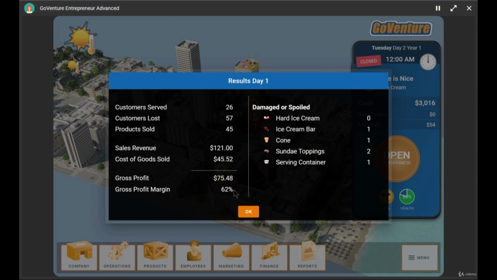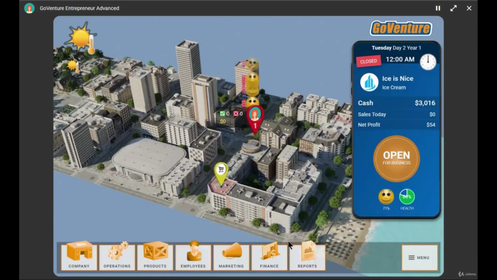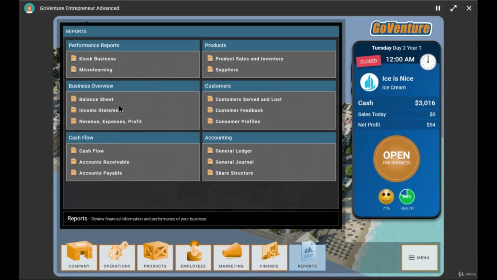Now in business though, gross profit doesn't tell us the whole story, because there are other expenses, other things that cost us money that are not reflected here. So don't think that we've walked away with $75 in cash. We have not. Let's take a look at another report, which is called an income statement.